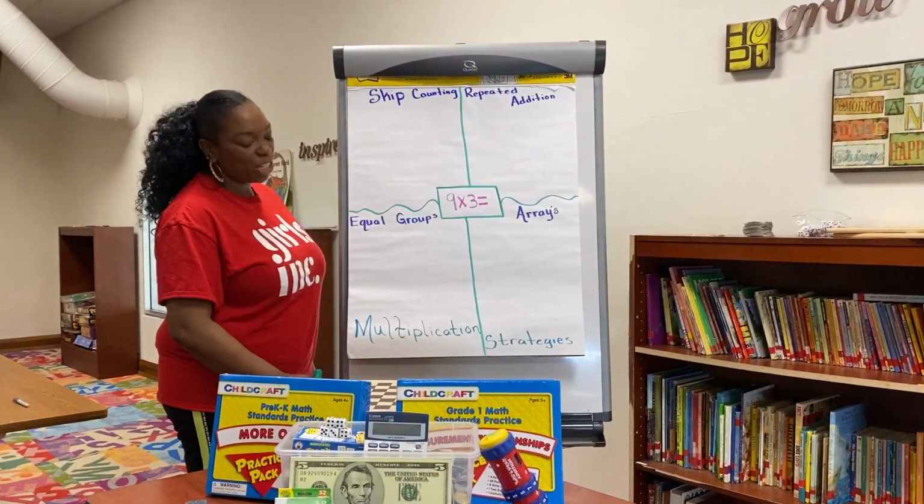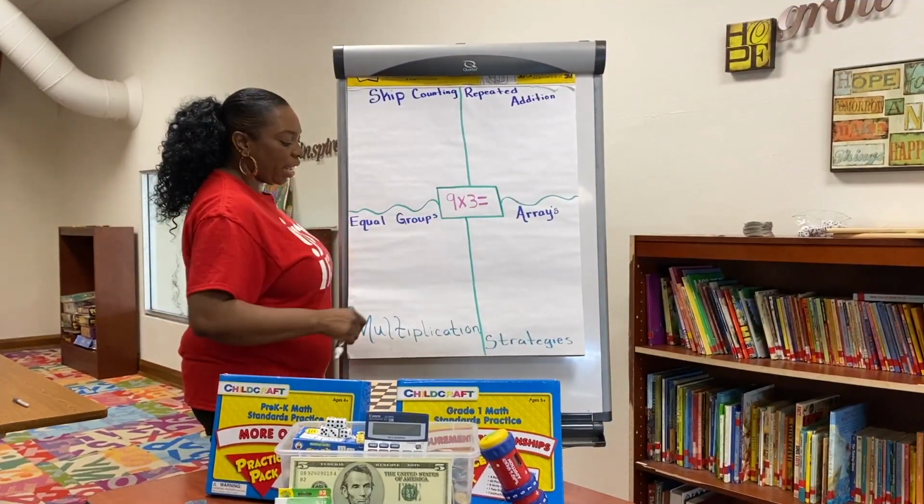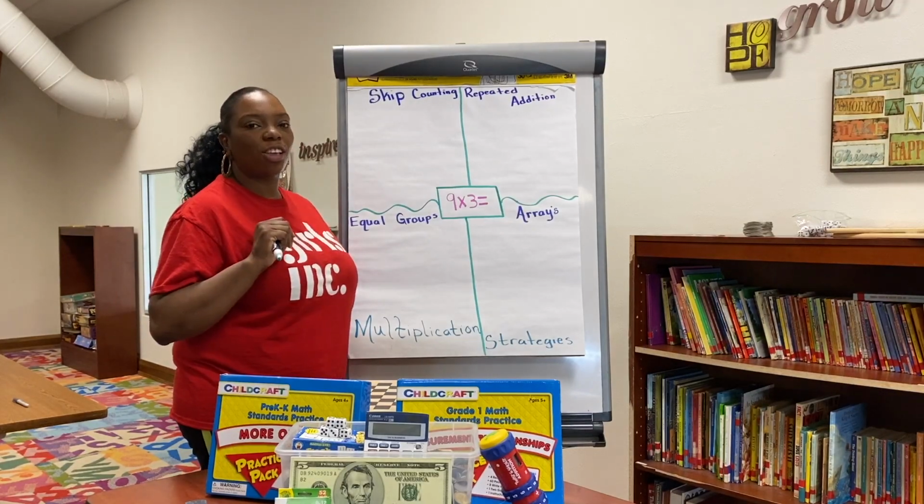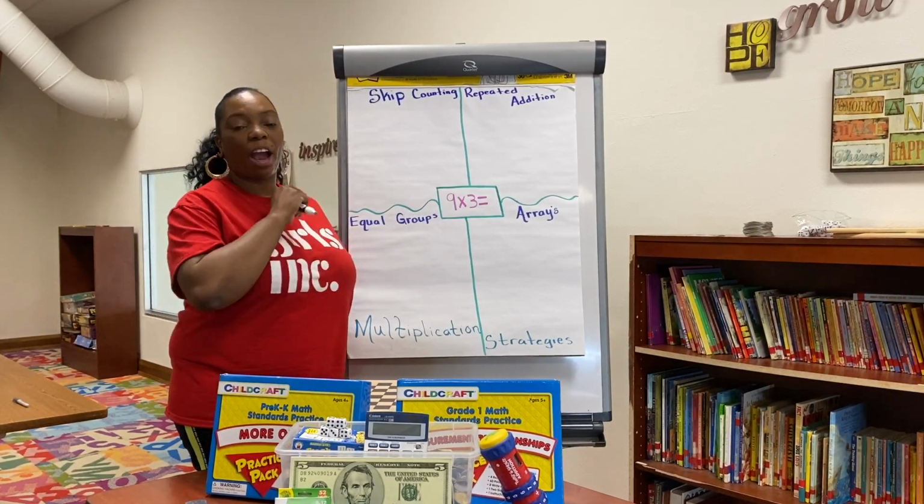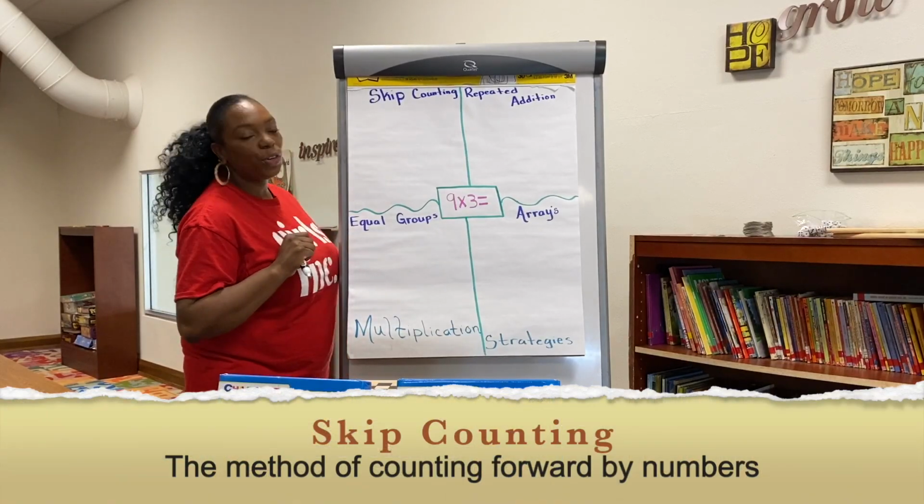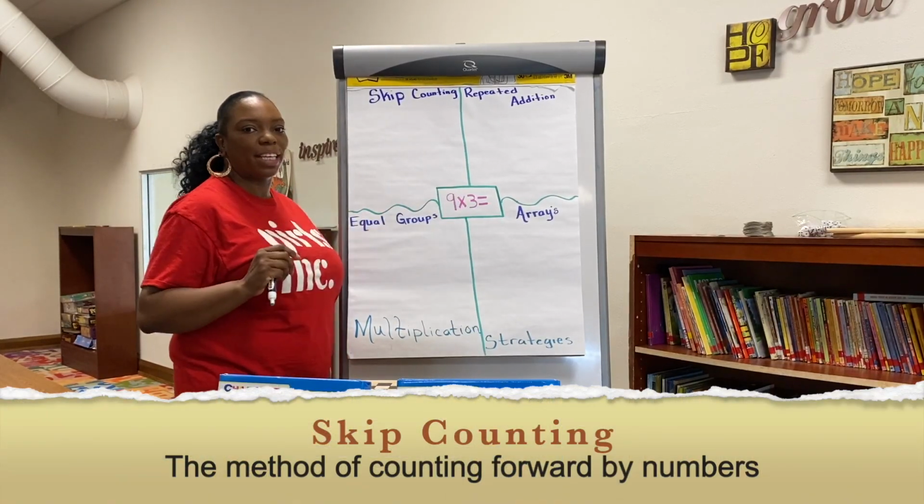All right, so the equation we're going to be working with today is 9 times 3. I'm going to show you 4 different ways you can solve this problem. Our first way is going to be our traditional skip counting. What we're going to do is add 9 3 times to get our product.